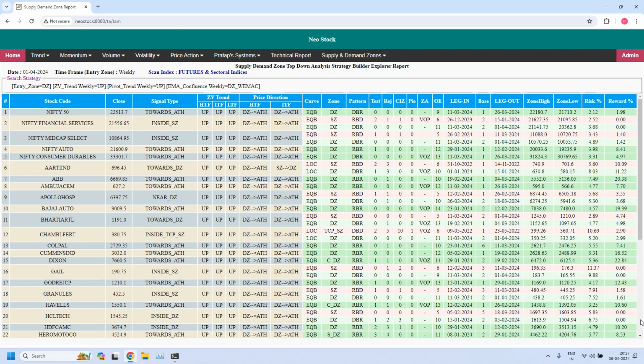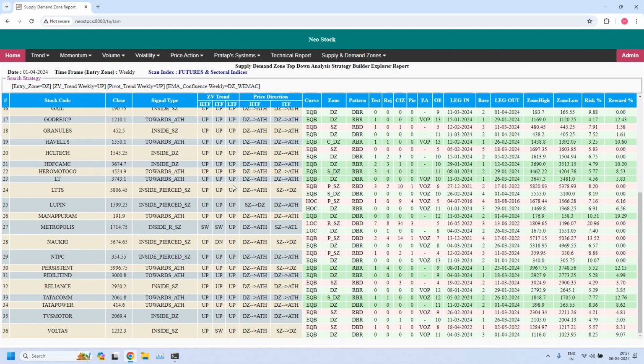So having all uptrend, you will see in LTF time frame. Here LTF means weekly time frame. See all the uptrend. Now stocks are filtered to 36. Earlier it was 58, right? It has come down to 36. So maybe we can trust these 36 stocks. The reason is that the zone violation trend as well as the pivot high-low trend, both are the same.